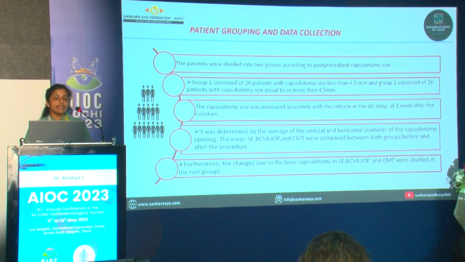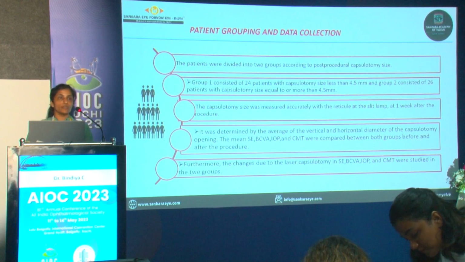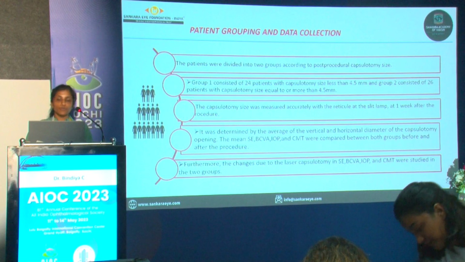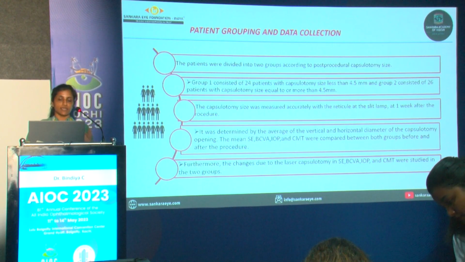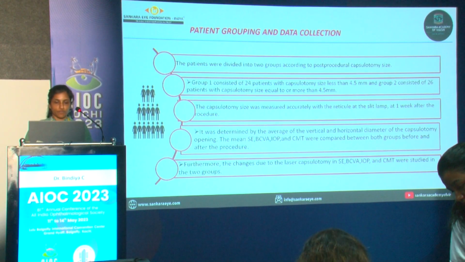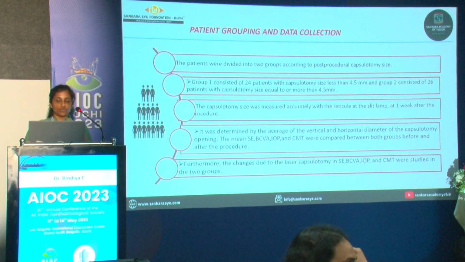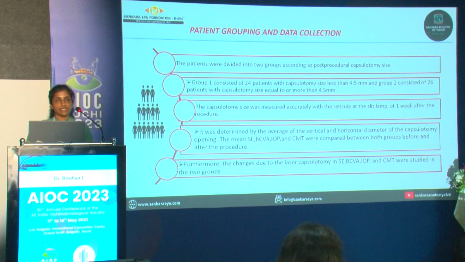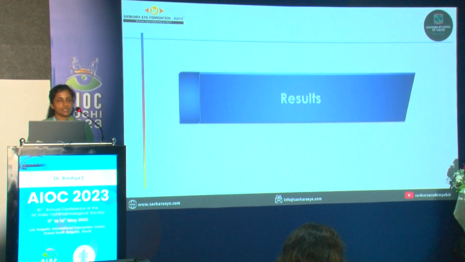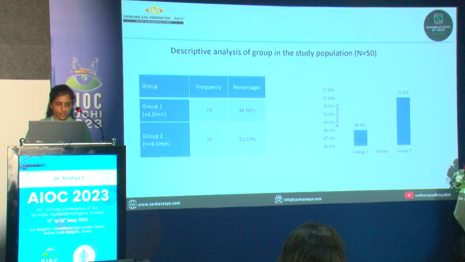Patients were basically divided into two groups. Group 1 consists of 24 patients with capsulotomy size less than 4.5, and Group 2 consists of 26 patients with capsulotomy size greater than 4.5. And after that, the changes due to laser capsulotomy in spherical equivalent, BCVA, IOP, and central macular thickness were studied. So we'll come directly to results.